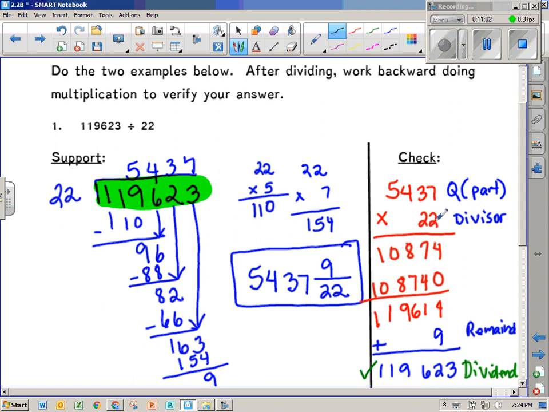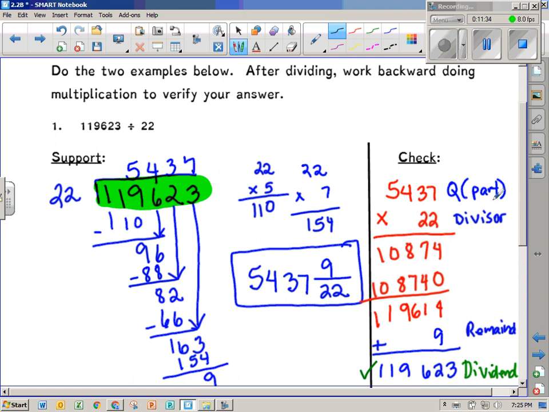Fortunately, this time we were multiplying by 2, so once I got that first line and I put my 0 to start the second one, I know I'm going to have a repeat of these same numbers, so I can save myself a little bit of time. I add carefully, and I get this result right here. 119,614. So then I have to add on my 9, my remainder, and I should get the dividend, and I did. So it matches what we said over here that we should get.